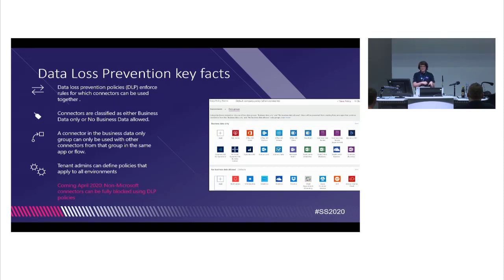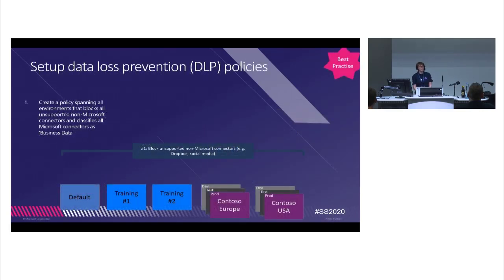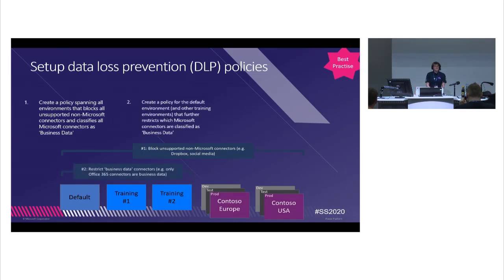With the blocking in mind, because it's coming quite soon, some best practices around DLP policies. So we would recommend setting up a policy that spans all of your tenants, where those social media, Dropbox, all of those connectors that you don't want are completely blocked. And then creating a more restrictive policy for your default and training environments, where maybe only your Office 365 connectors are business data connectors.